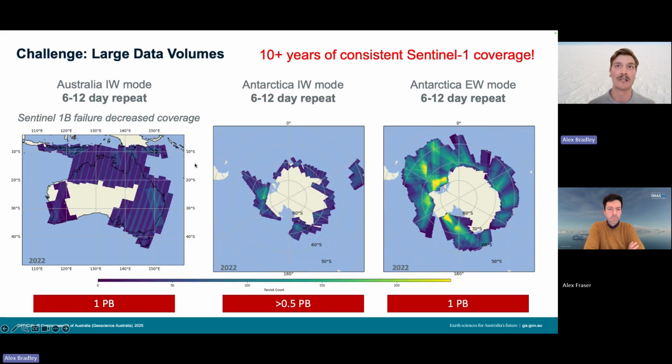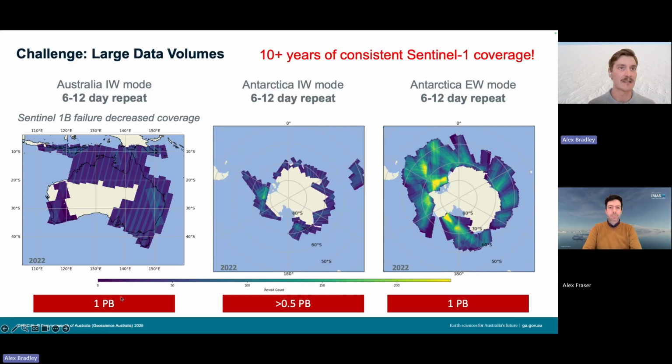Another thing you can notice quite quickly is that we have a lot of coverage in the Antarctic region, and that's basically due to the orbits of the satellites, which pass over Antarctica essentially at any given time. So we're getting a lot of repeat observations of the area.